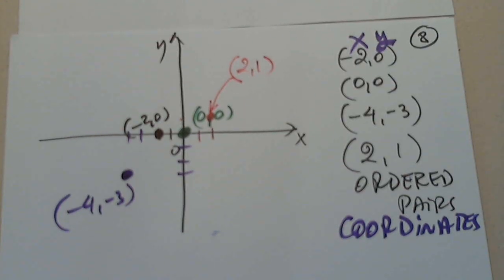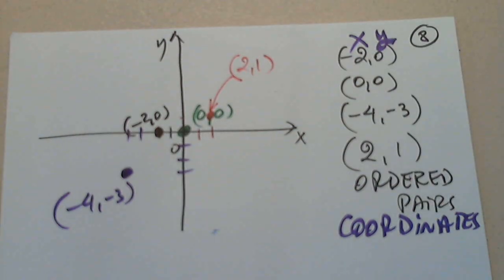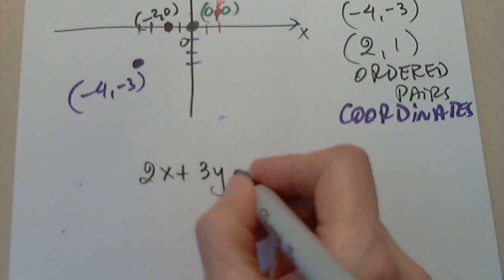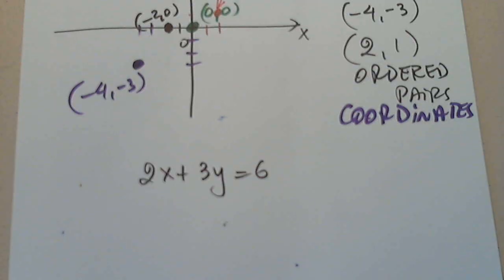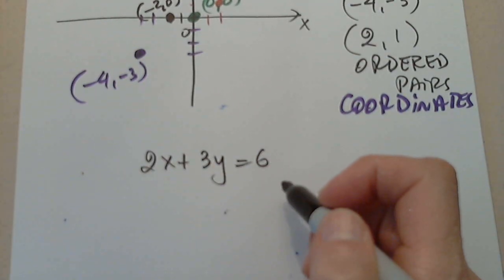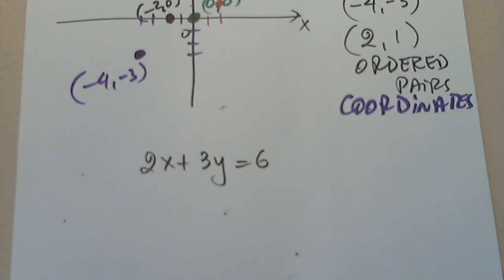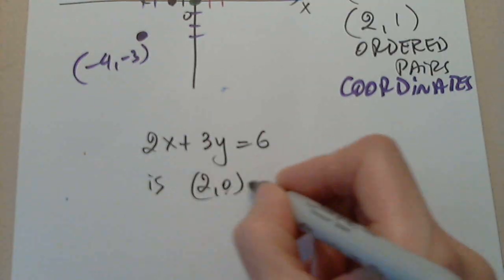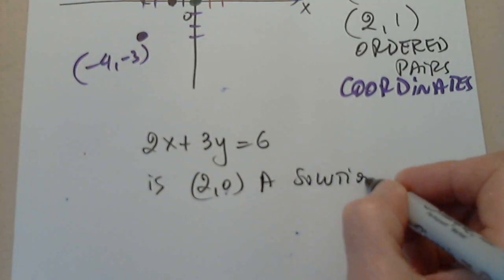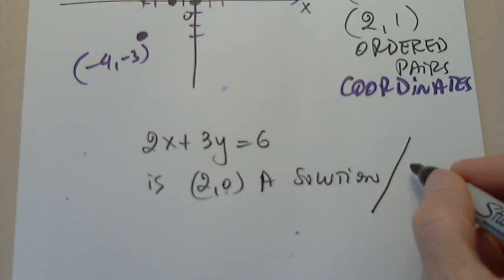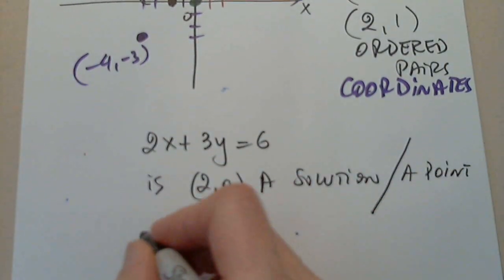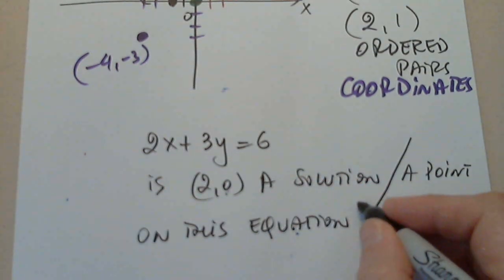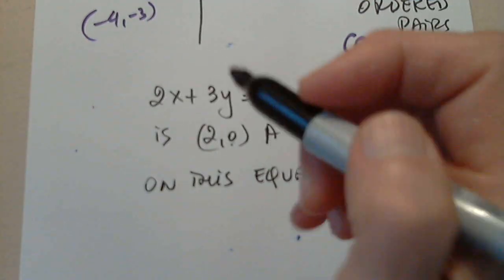Now, let's suppose I have an equation, 2x plus 3y equals 6. Is this an equation in two variables? Yes. It has variable x and variable y. I am asked, is (2, 0) a solution or a point on this equation? It is not.